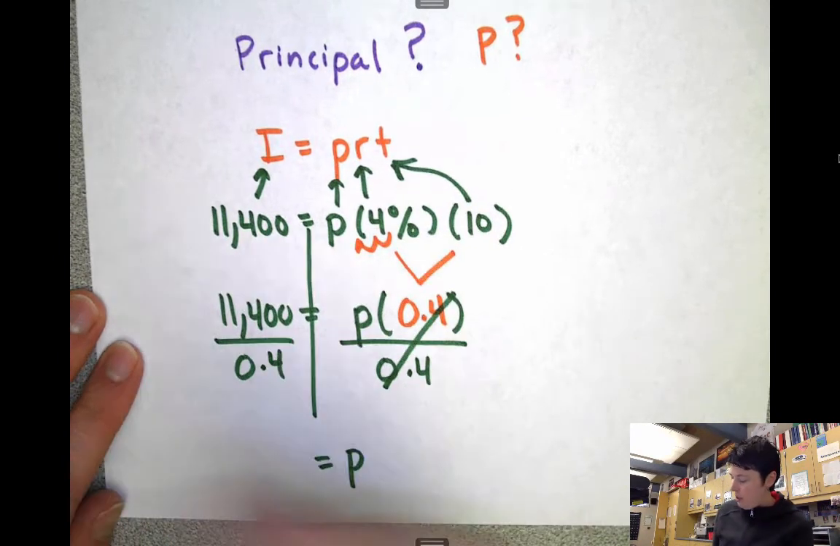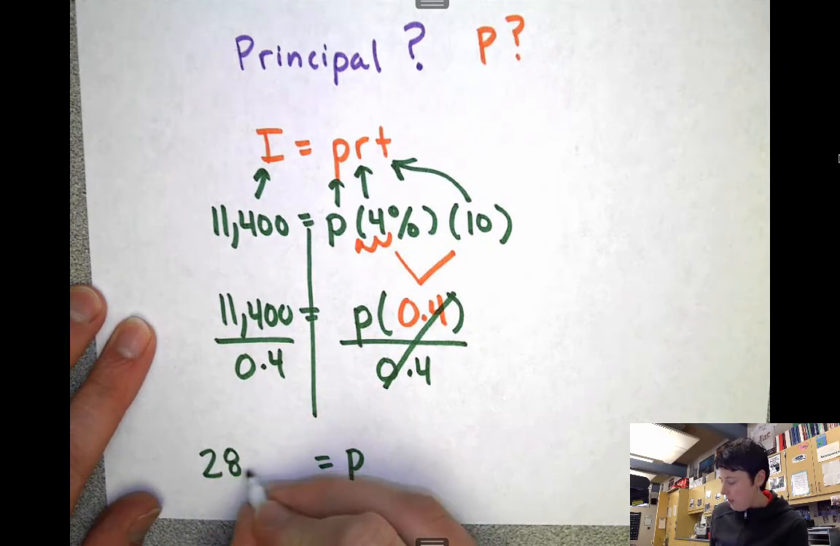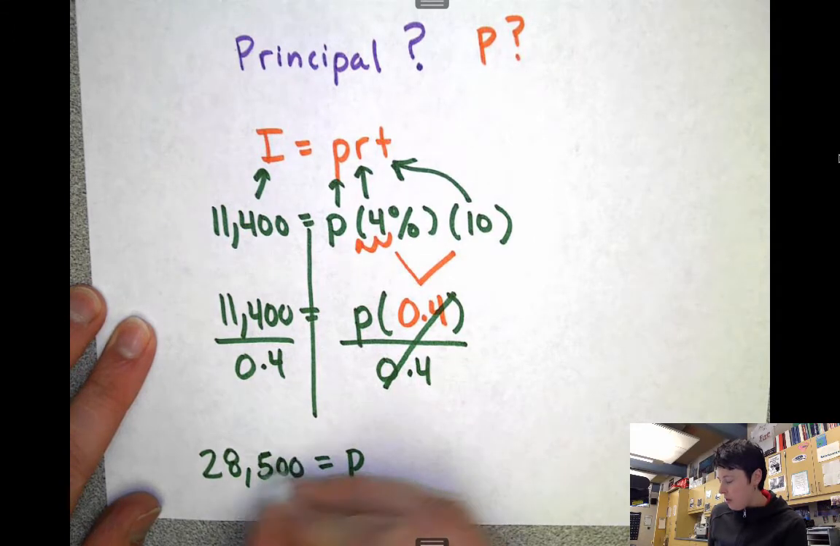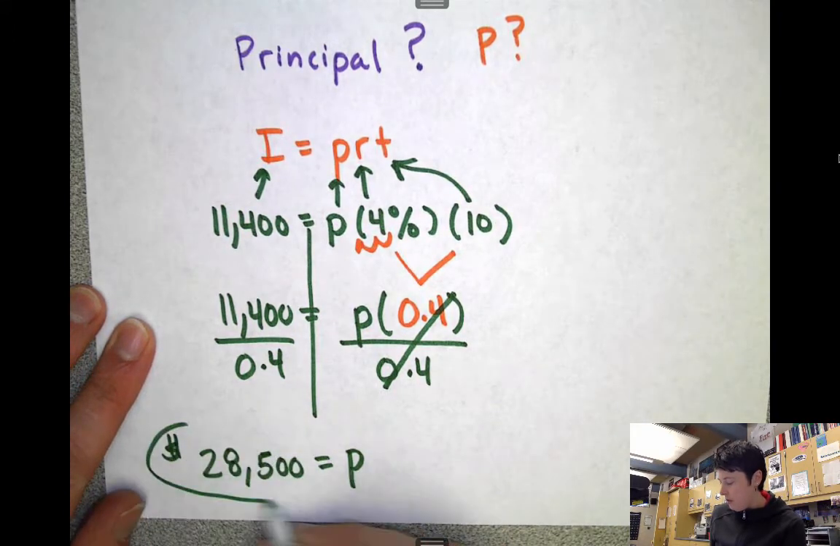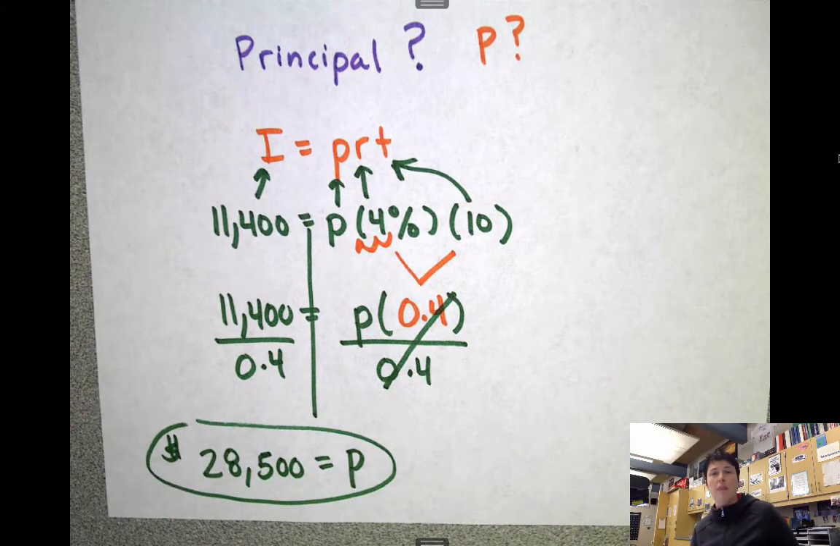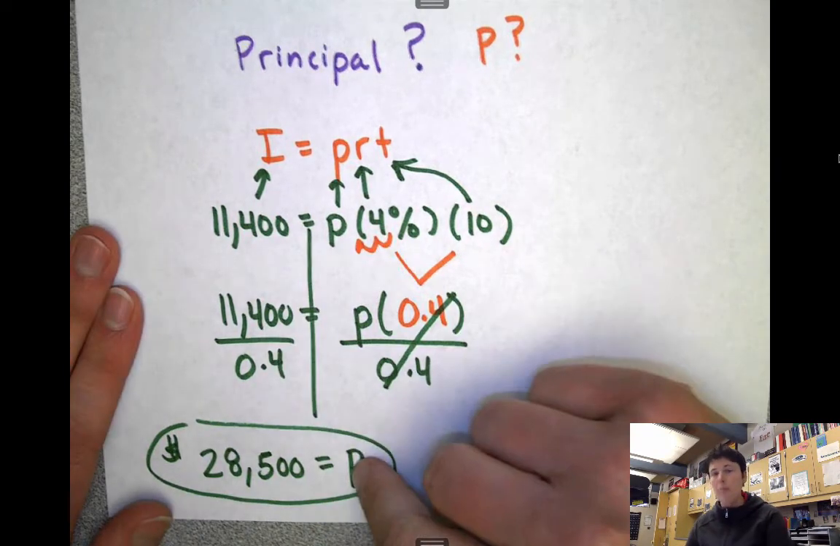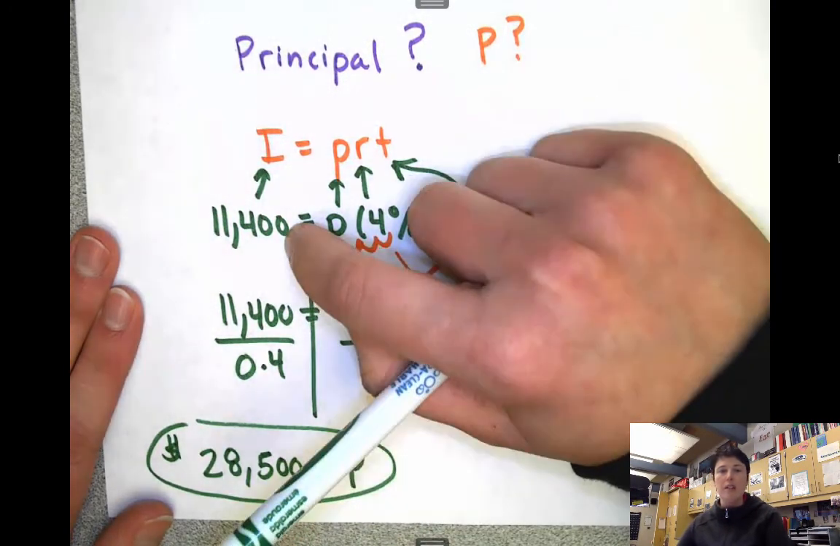$28,500. So $28,500 was our principal. That means you must have gone to the bank and asked for a loan and said, can I borrow $28,500? Maybe you're buying a new car or something like that. And they said, sure. So you got the money out and you had to pay it back, and you had to pay this much back along with your $11,400.